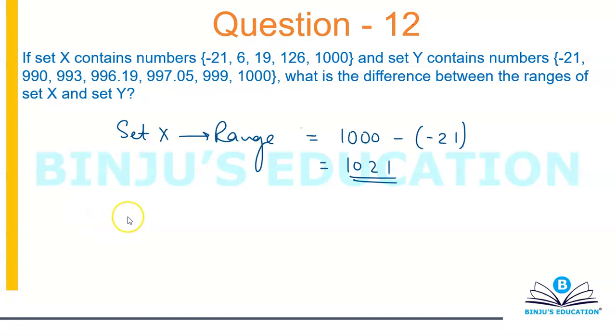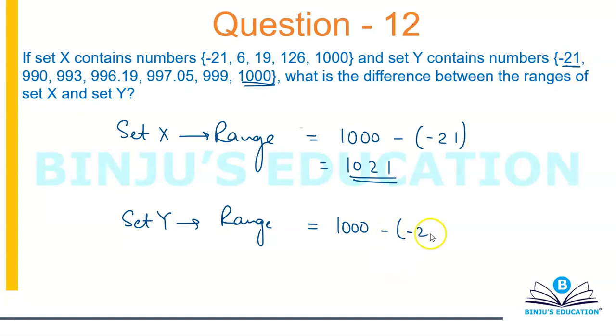And if I talk about the range of set Y, it will be the maximum number, which is 1000, minus the minimum number, which is again minus 21.